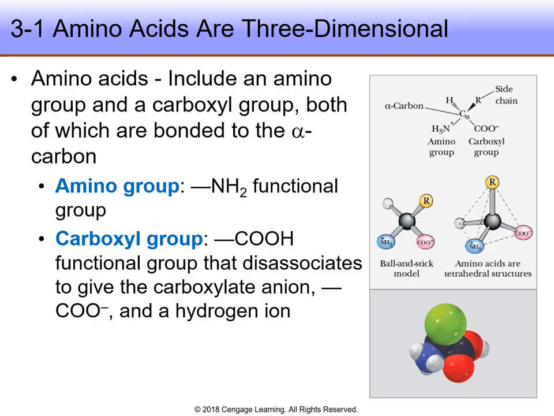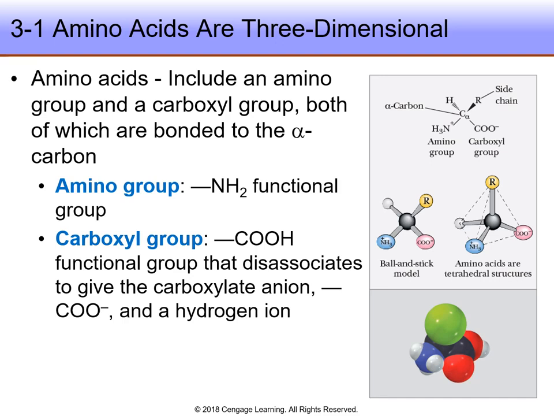Now, as you can see here, we have this carbon. This is called the alpha carbon, and to this carbon are bonded a carboxyl group and an amino group. And then we have R. R is the side chain, and then H is always there. So this carbon is designated alpha carbon. This amino group is designated alpha amino group, and this is called alpha carboxyl group.